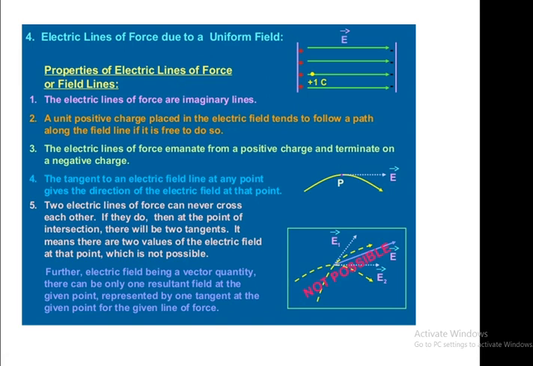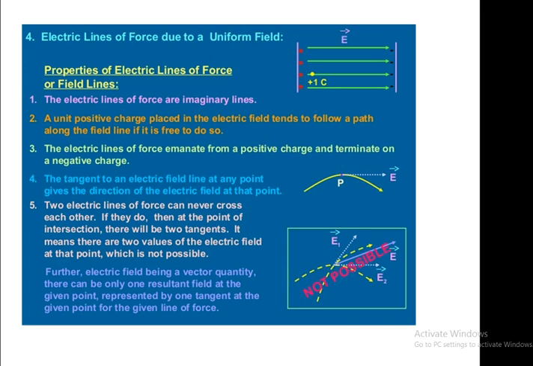There are 8 different properties for electric field lines. Many of the properties are already seen in the earlier slide. I think the first property is a familiar one. Electric field lines or electric lines of force, both are the same. Another name for electric field line is electric lines of force.